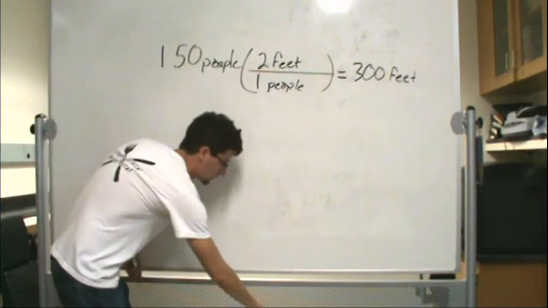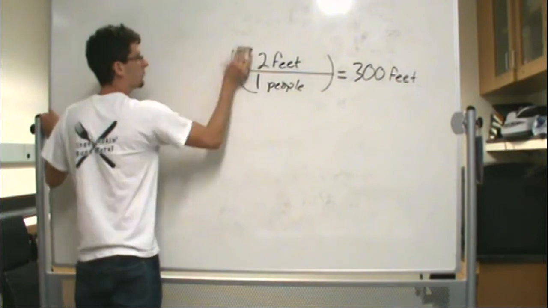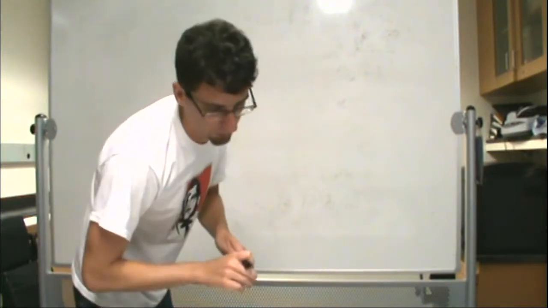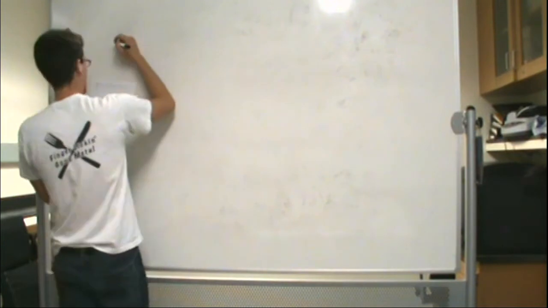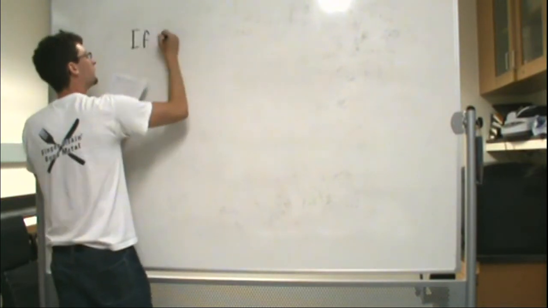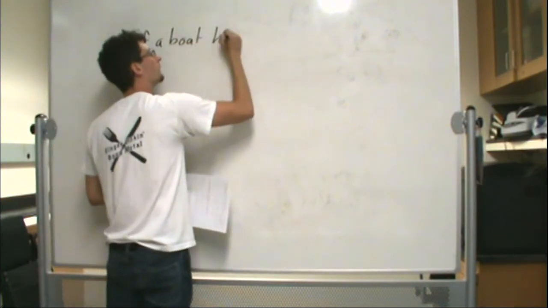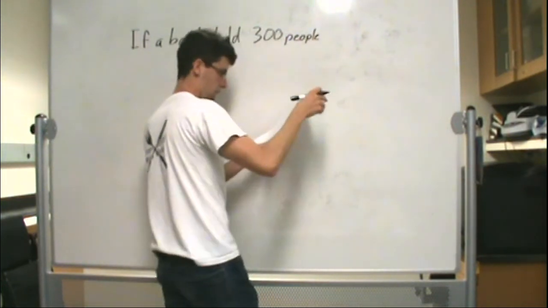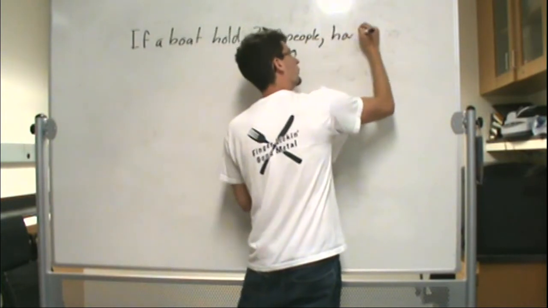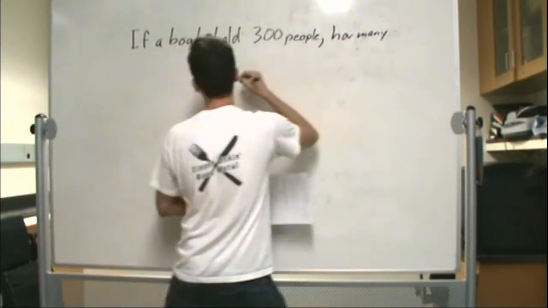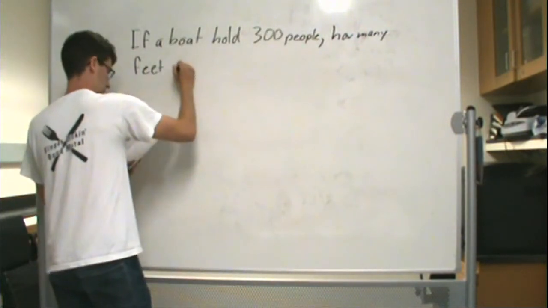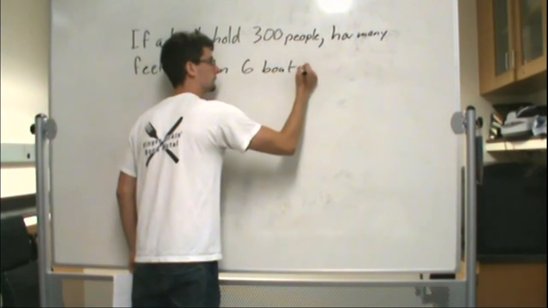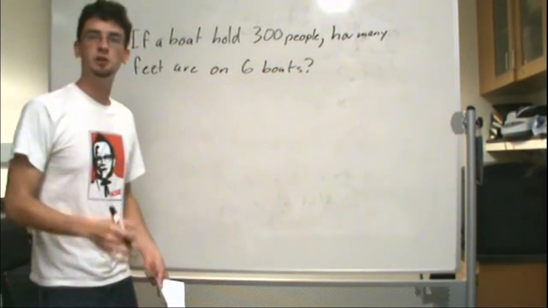Now let's expand this question to something that has more than one step in it. So, for my example, if a boat holds 300 people, how many feet are on 6 boats? So let's assume each boat holds 300 people.